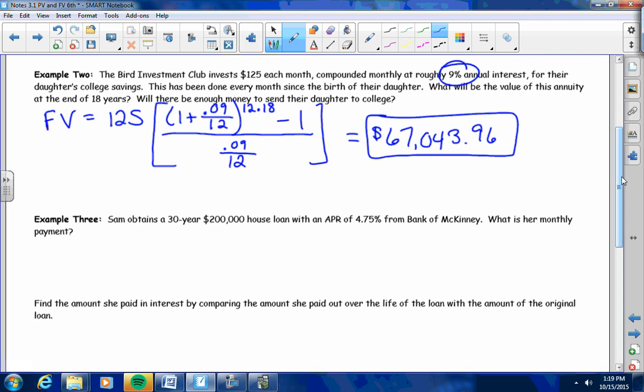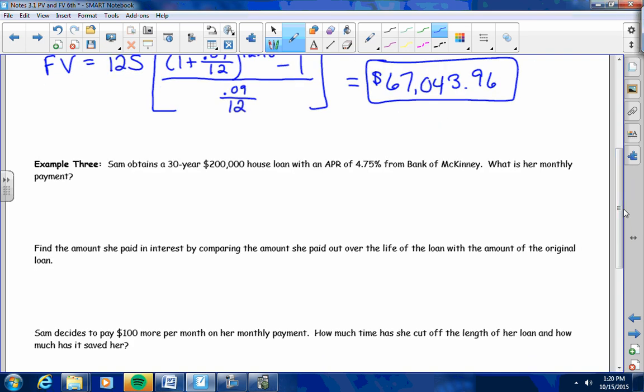All right. Let's try using the other formula. Example 3. Sam obtains a 30-year, $200,000 house loan with an annual percentage rate of 4.75% from Bank of McKinney. What is her monthly payment? All right, so we're going out and we're buying a house. The house costs $200,000 today. The bank says, okay, I'll give you a loan, but the interest rate is 4.75%. With that, we have to be able to calculate how much we're paying on this house every single month. What is our monthly payment?